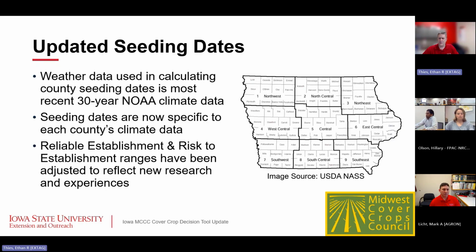A change was also made on how seeding dates are shown in the tool, and they are now specific to the individual county's climate data when you select your county in the tool. Before the update, counties were grouped by crop reporting district, so the weather data was averaged for that district and shown as an average when you selected the county. The reliable establishment and risk to establishment seeding windows for each species have also been reviewed, and some of them have been updated to match new research and experiences as well.